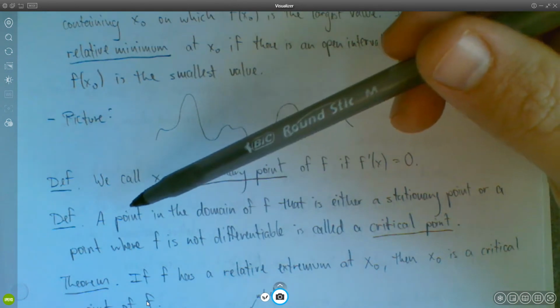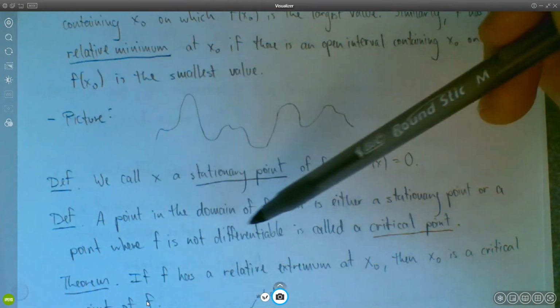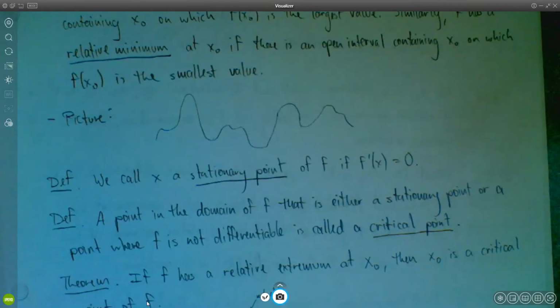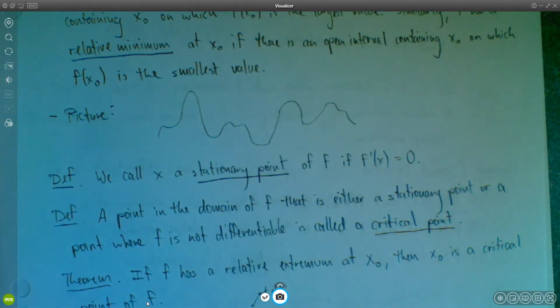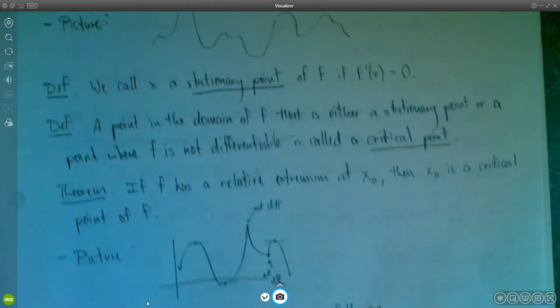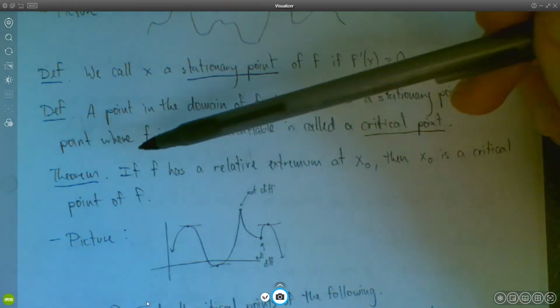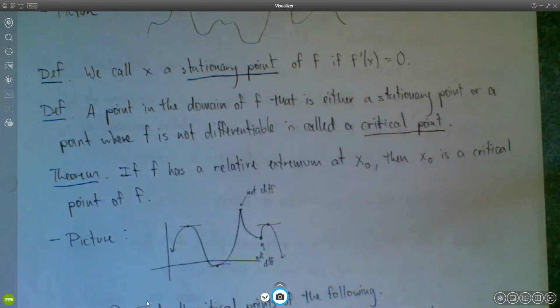Second definition, a point in the domain of f that is either a stationary point or a point where f is not differentiable is called a critical point, or a critical value. In some texts they call them critical values, and I might slip and call it critical values. But a critical point is a place where either the function is not differentiable or where it has a stationary point. Okay? So keeping that definition in mind now, we have the following result, okay? If f has a relative extremum at x naught, then x naught is a critical point of f.